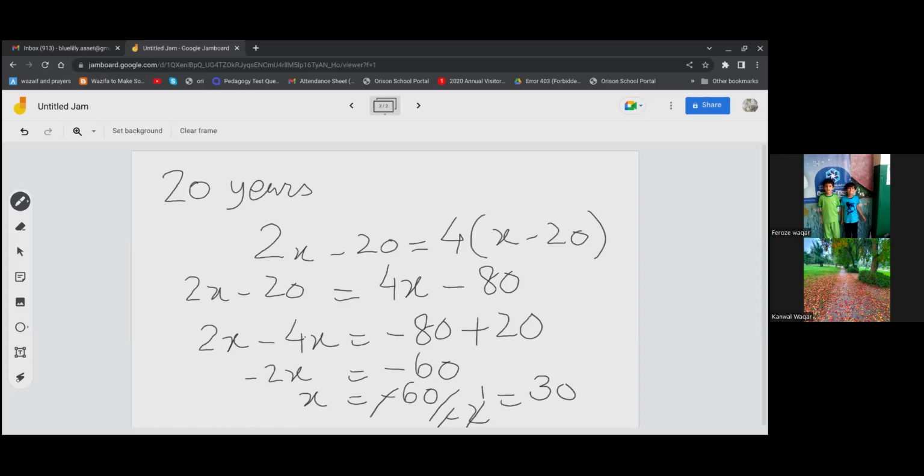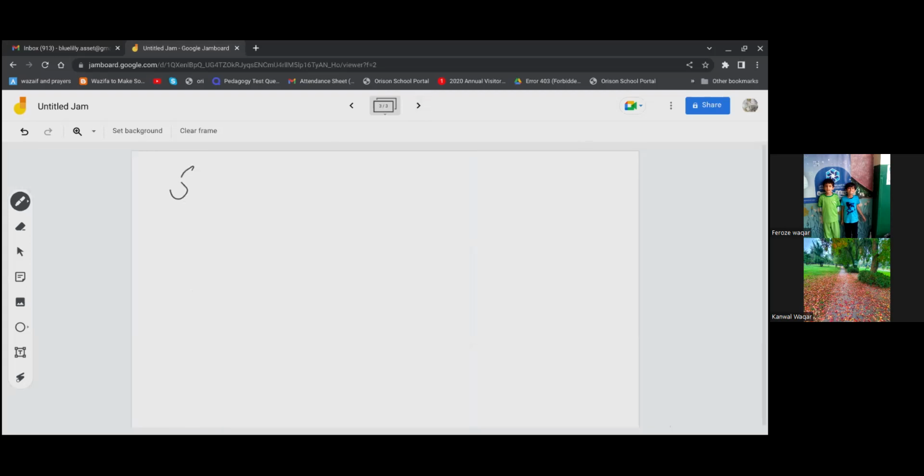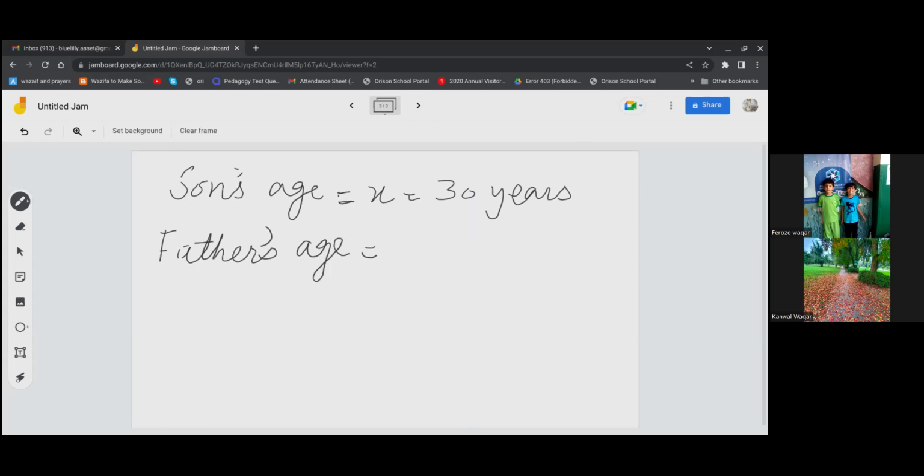2 1s are 2, 2 3s are 6. So the son's age is 30, because x represents the son's age. You will write 30 years with the number. And the father's age is 2 times of the son, so it will be 2 multiplied by 30 becomes 60 years.